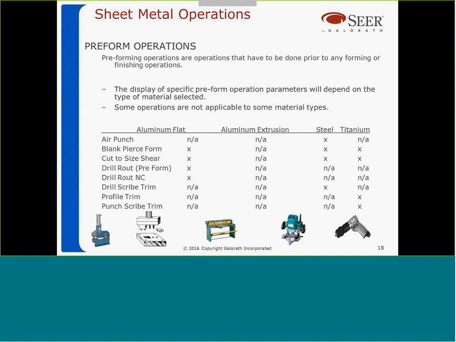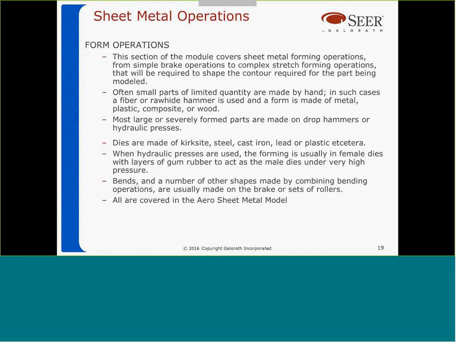And then, as far as pre-forming operations, the material determines which operations are available, like an aluminum flat, cut to size with a shear, drill, router, or CNC. All of those are available in aluminum and so on. So basically the model will filter through that and pick up the right operations based on the material that you put in.